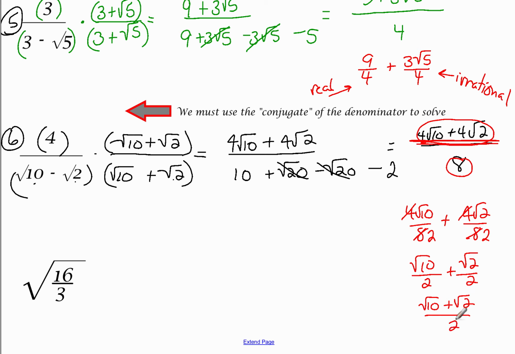Notice the 2 cannot go into the 10 or this 2 because the denominator 2 is a real number, a rational number. And radical 10 and radical 2 are irrationals. Rationals don't hang out with irrational people.